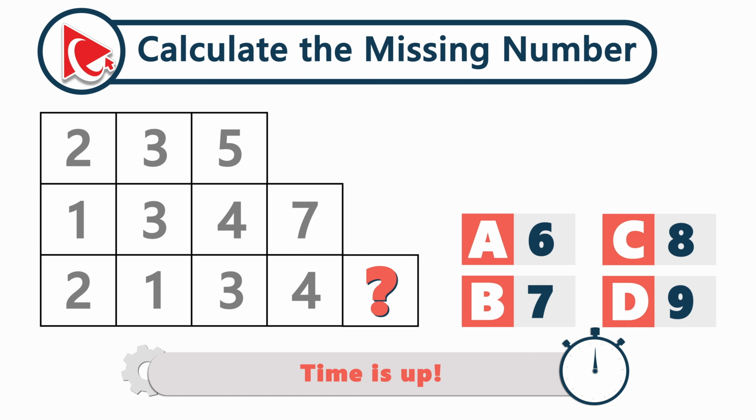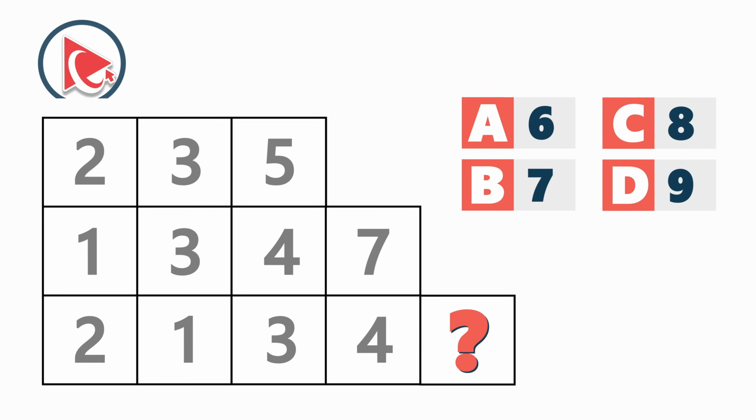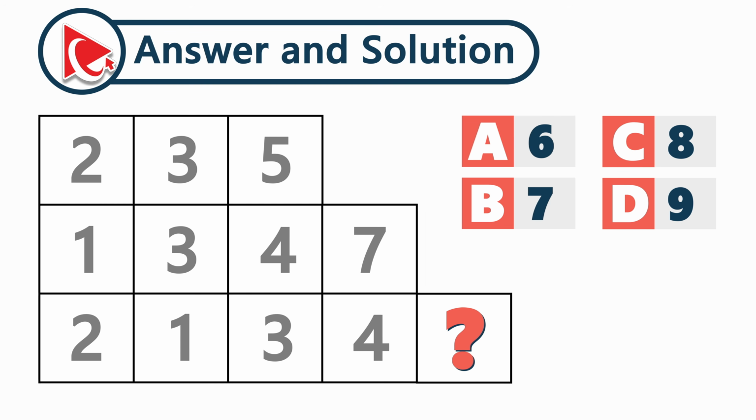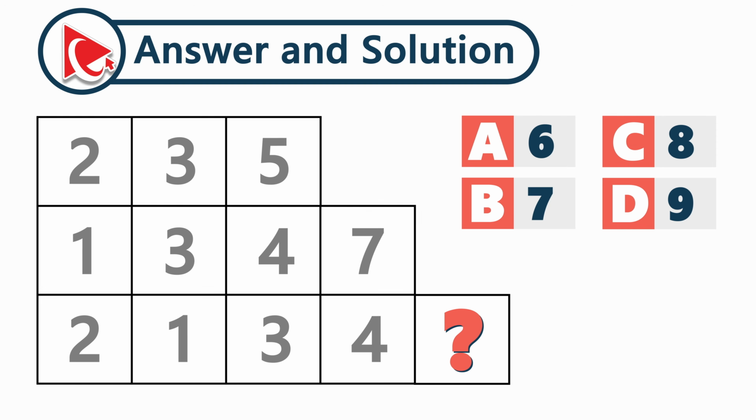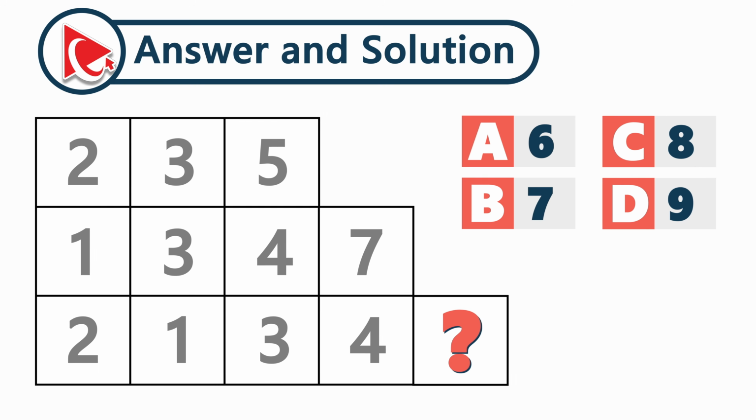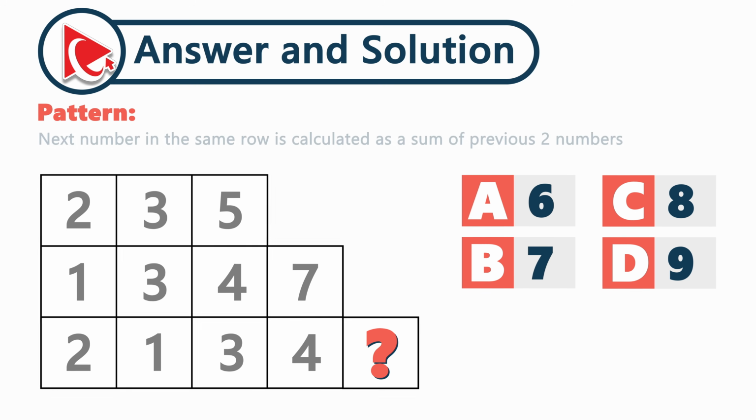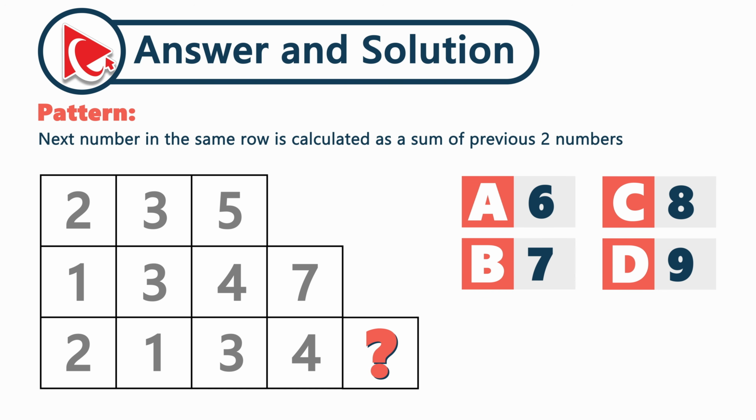Time's up. Have you locked in your answer? Now let's go through the solution together. You'll be amazed how simple and logical it is to follow. The first thing you need to do to solve these types of problems is to detect the pattern. And the pattern here is extremely simple. Next number in the same row is calculated as the sum of previous two numbers.